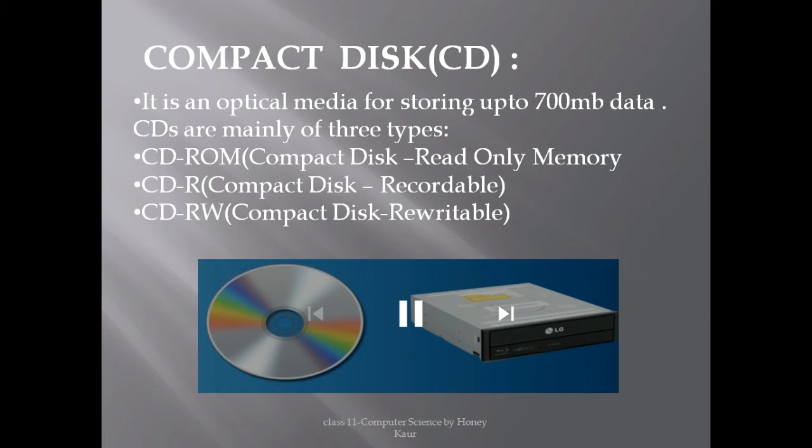Compact disc, or CD, is very frequently used as it is very cheap. It is an optical medium for storing up to 700 MB of data, and it is basically of three types. The hard disk is the same as RAM, whereas compact discs are basically for read-only purposes.